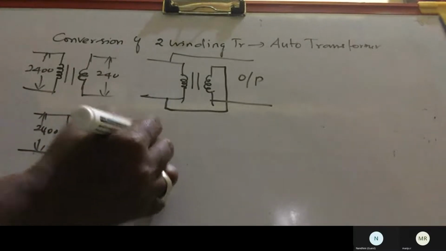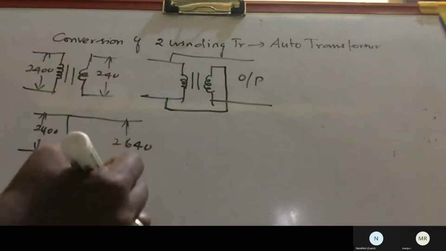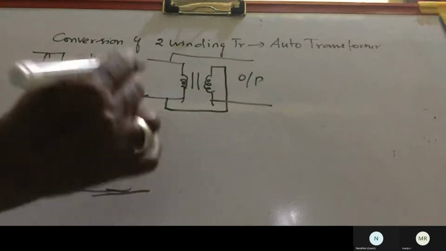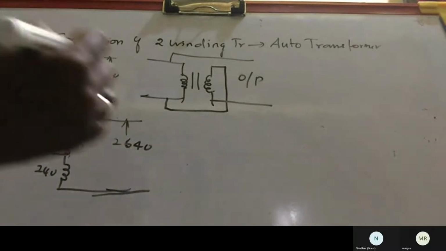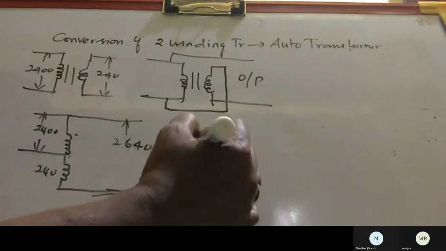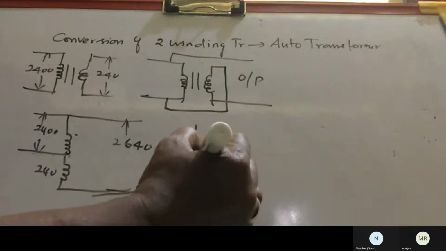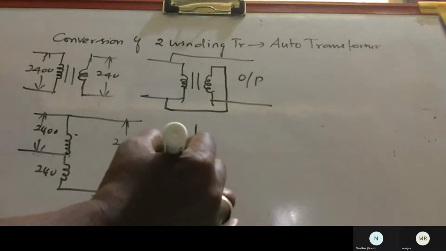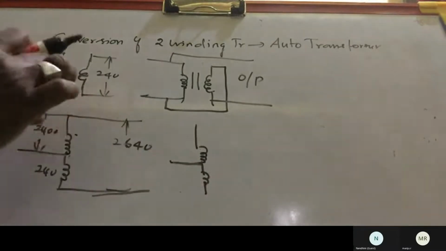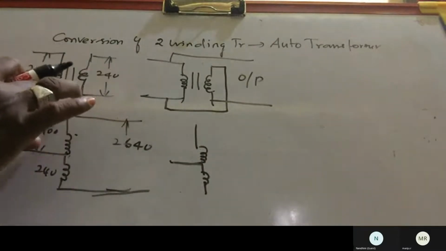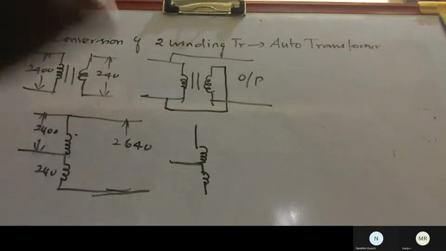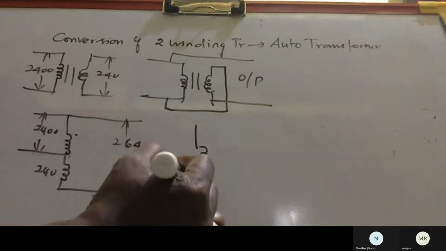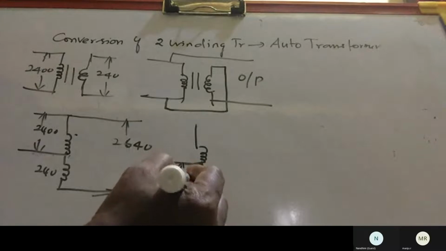Okay, so the common terminals, we can take the common terminals at the top, or otherwise we can take the common terminals at the bottom also. Here the common terminals at the top means we take the primary at the top, or otherwise we can take the primary at the bottom also.